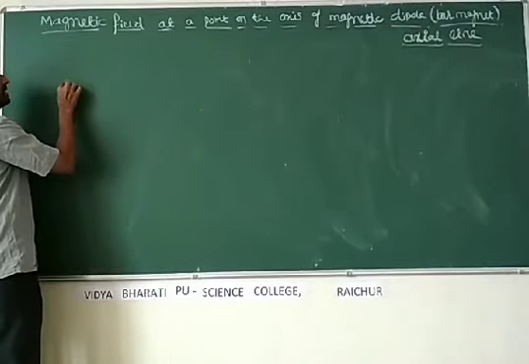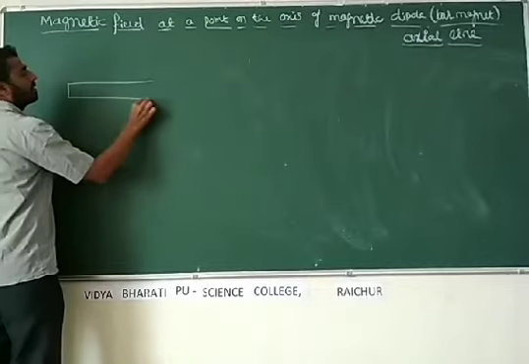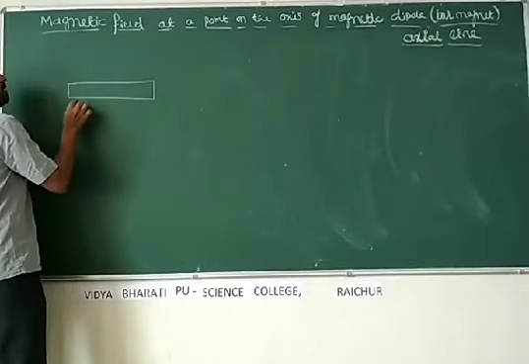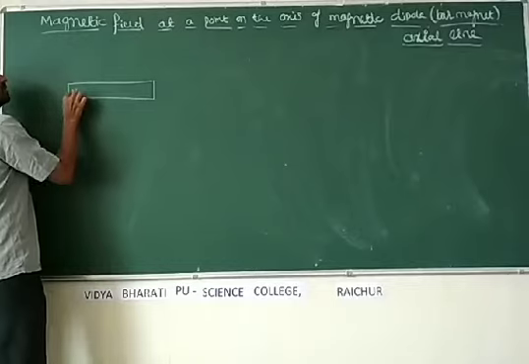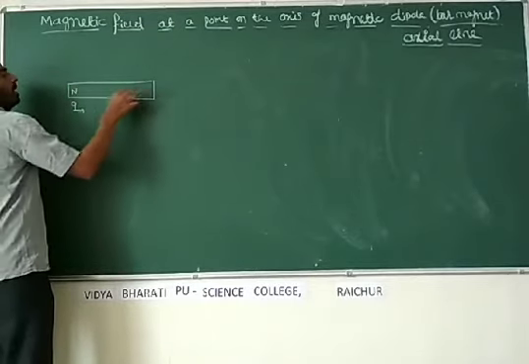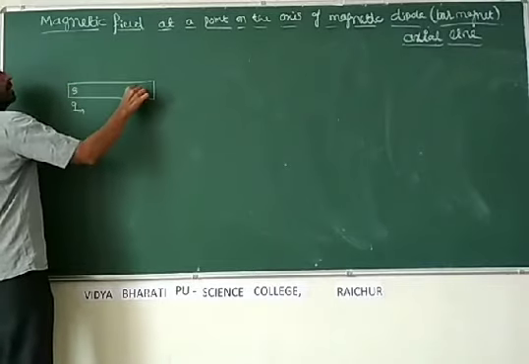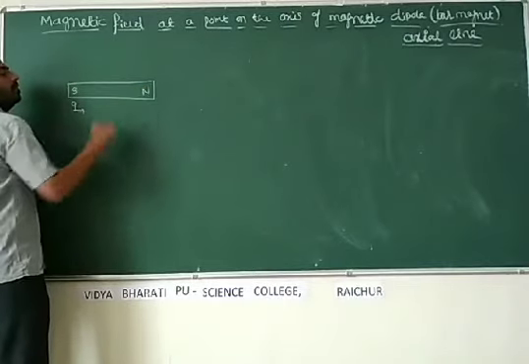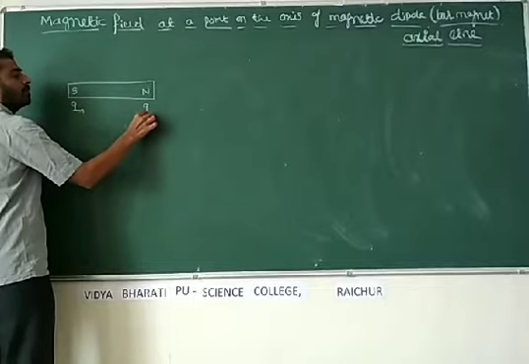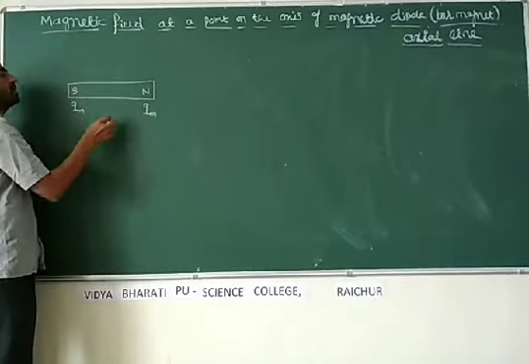Bar magnet means that is a dipole, magnetic dipole. A bar magnet of pole strength Qm. Let me take it as a south pole, and here another pole of the bar magnet, north pole, of the same pole strength Qm. Both are opposite in nature.